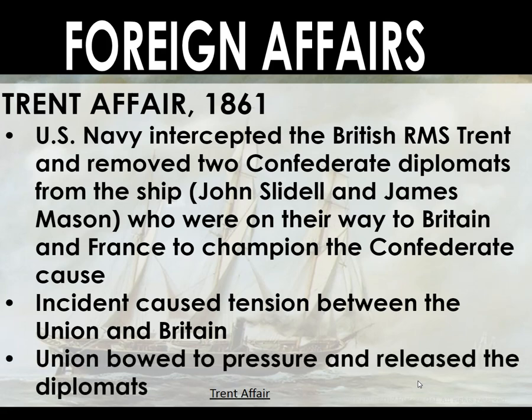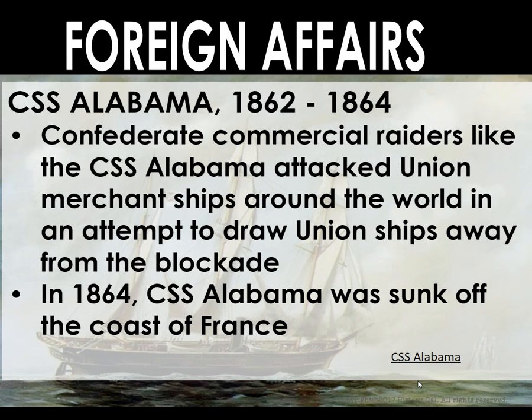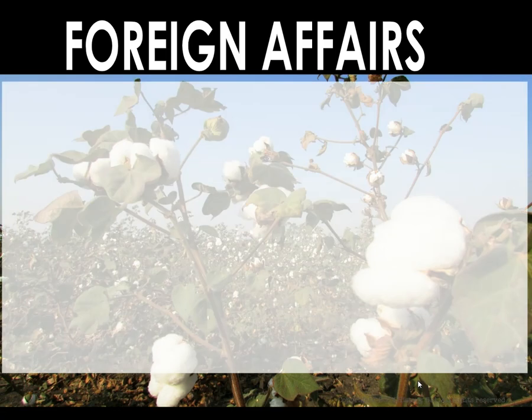The Union bowed to the pressure and released the diplomats. Another foreign affair was the CSS Alabama. From 1862 to 1864, Confederate commercial raiders, like the CSS Alabama, attacked Union merchant ships around the world in an attempt to draw Union ships away from the blockade. In 1864, however, the CSS Alabama was sunk off the coast of France.